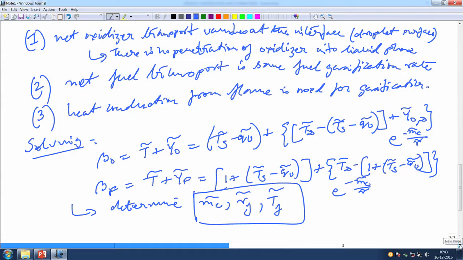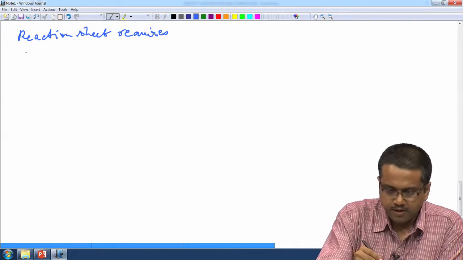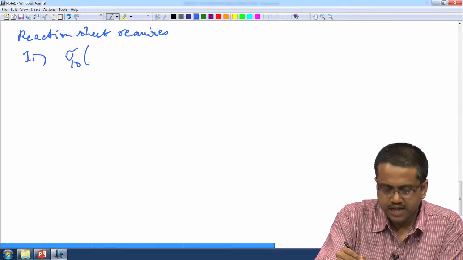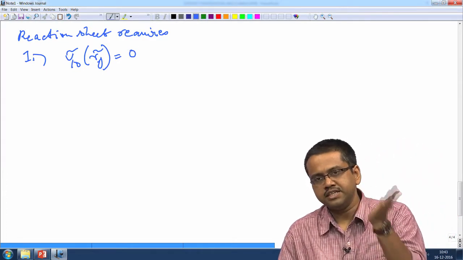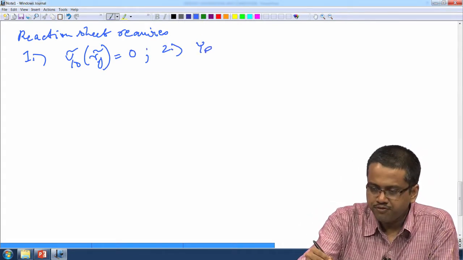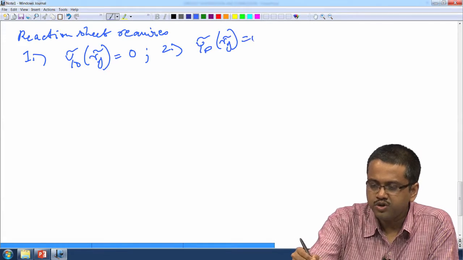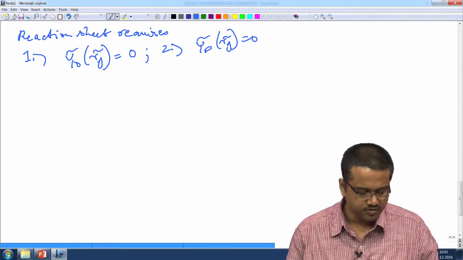Now we can write down the reaction sheet requirements. This was all written from a droplet surface perspective, right. Now let us write the expressions for the reaction sheet requirements. So, the reaction sheet requires, okay, number 1, Y naught at the reaction sheet is basically equal to 0, right, because at the sheet the oxidizer concentration should be equal to 0. 2, YF at the reaction sheet is also equal to 0. That also makes sense because the reaction sheet, as we say, is a perfect sink for both the terms, right.